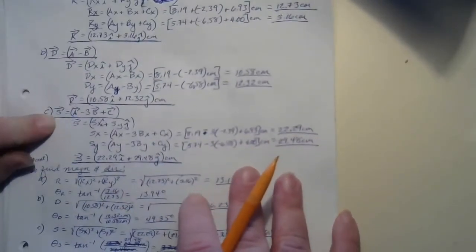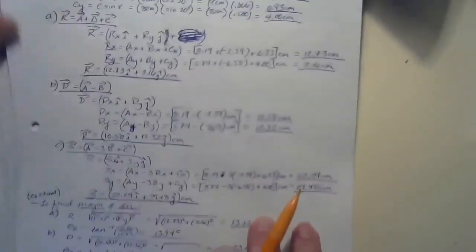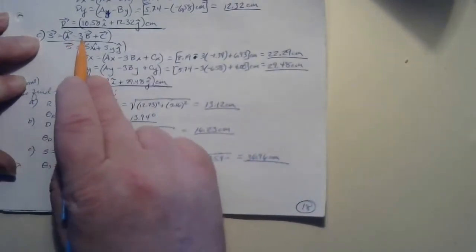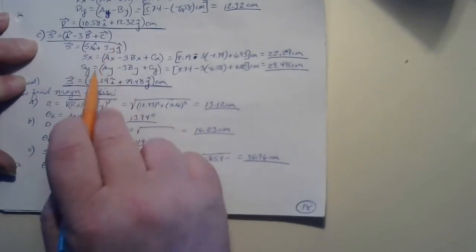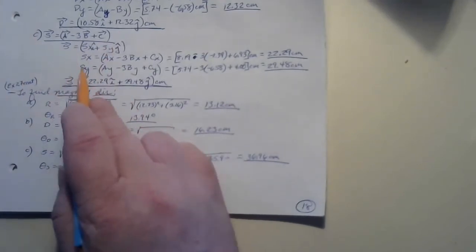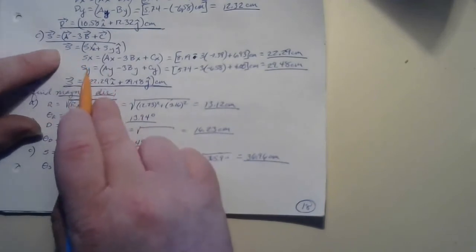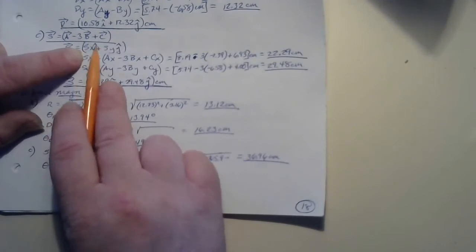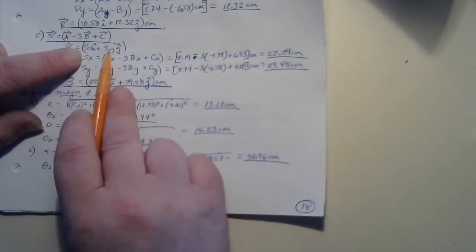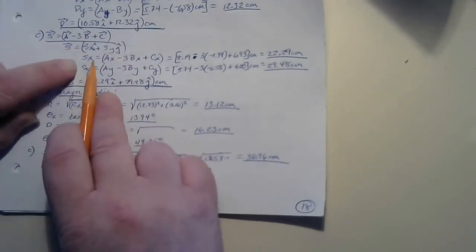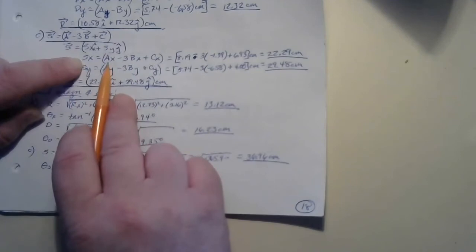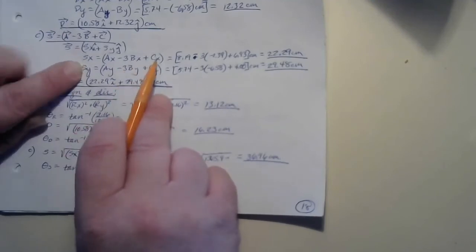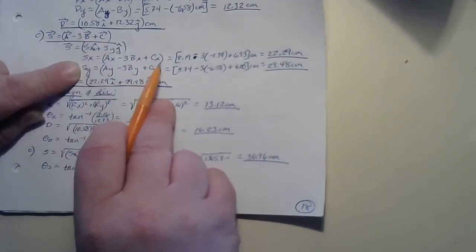A little bit more difficult, but not too bad, is this next part, C. Well, we got vector S is equal to vector A minus 3 times vector B plus vector C. You find the components for this vector S the same way you did before. The vector S is going to be the x component of vector S times i plus the y component of vector S times j. So the x component of S is going to be the x component of A minus 3 times the x component of B plus the x component of C.